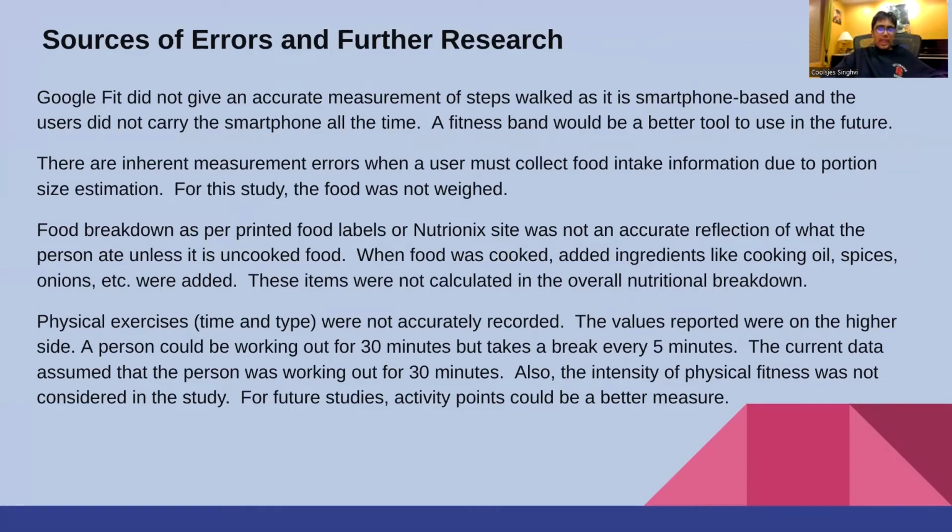Physical exercises were not accurately recorded, as when a person is working out for 30 minutes, it's just recorded like they were working out for 30 minutes straight, but it could mean different things. They could be working out for 30 minutes straight, or they could be working out for 30 minutes, but take a break every 5 minutes. Intensity was also not measured, it was just sorted into aerobic and anaerobic. So for future use, activity points could be a better measure.